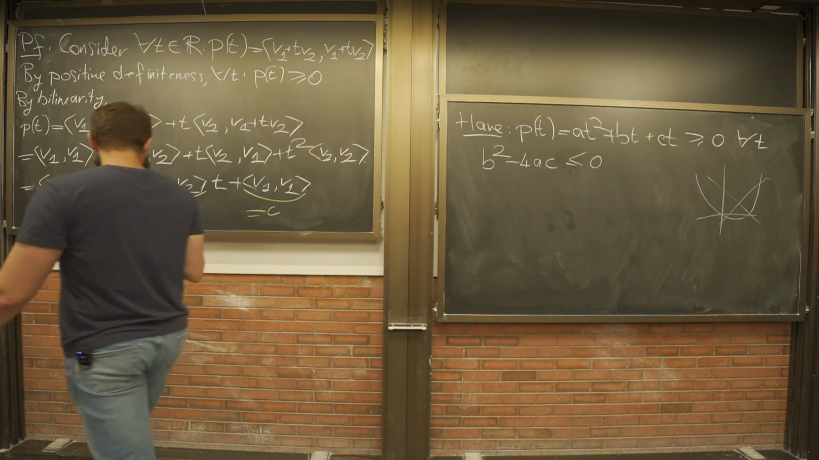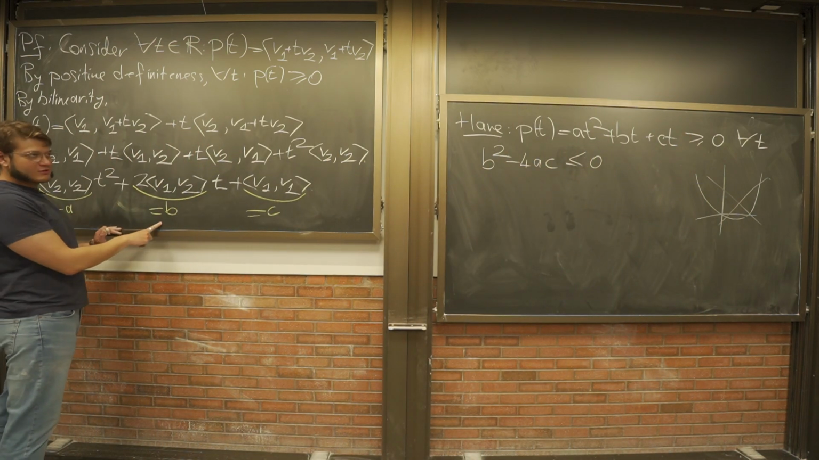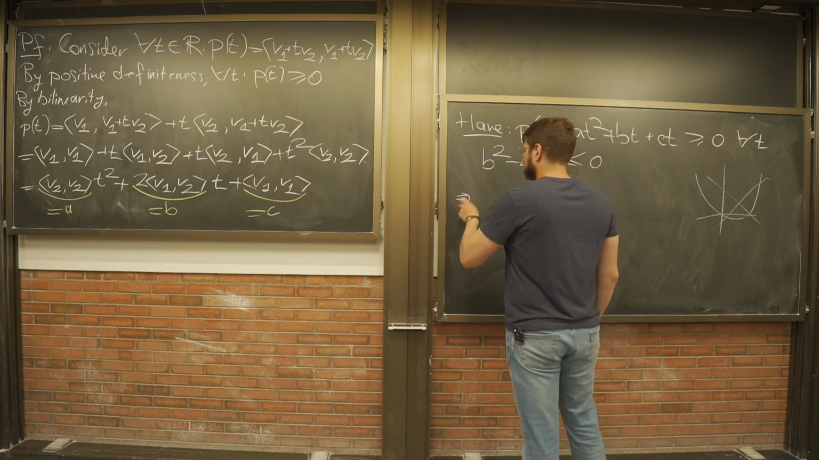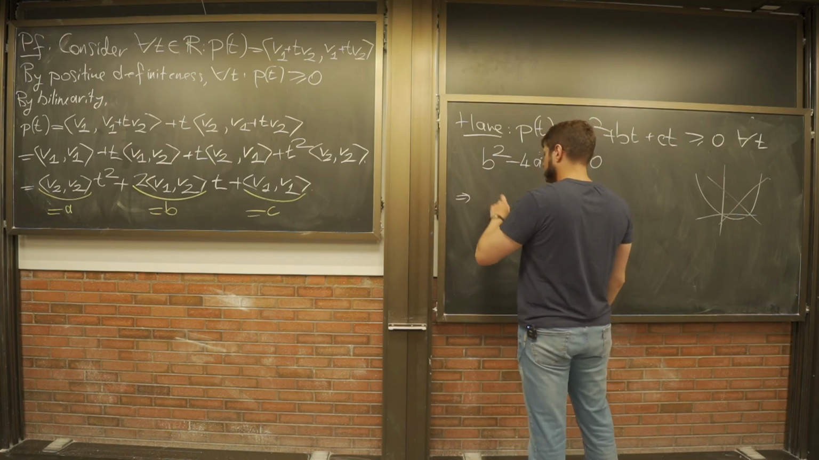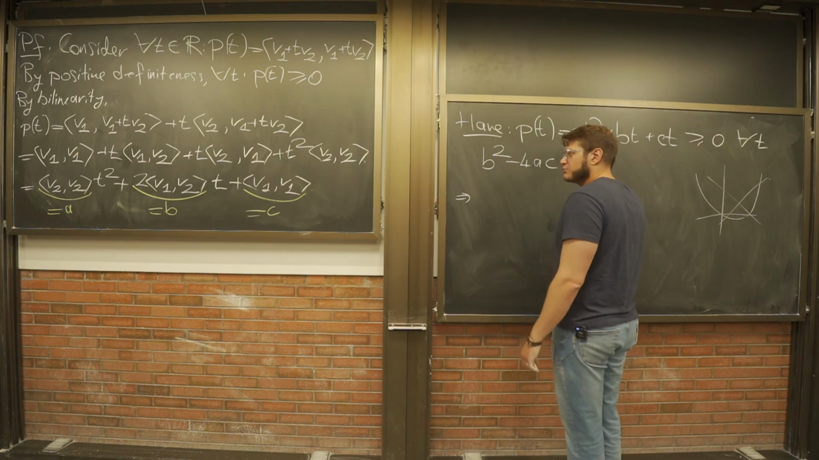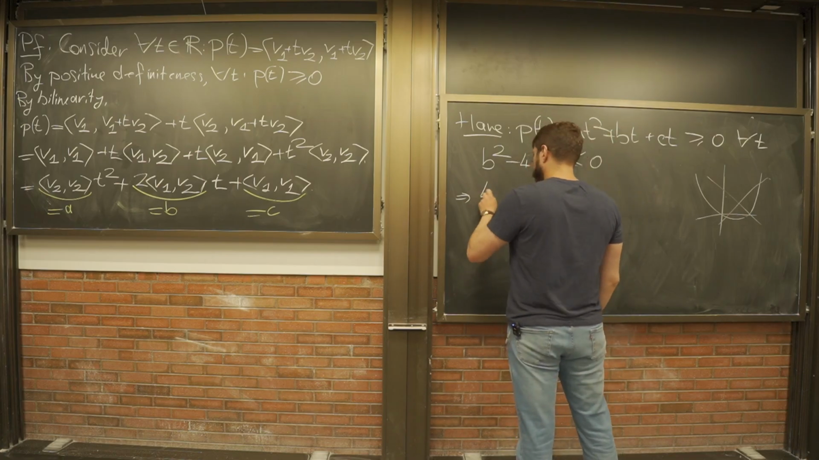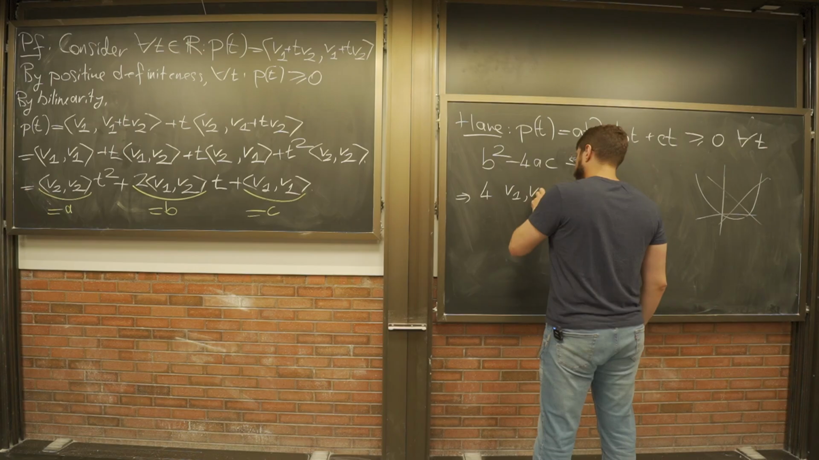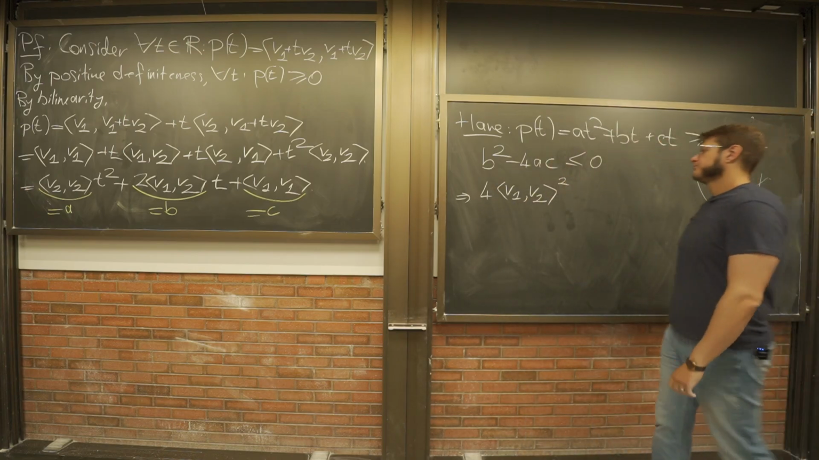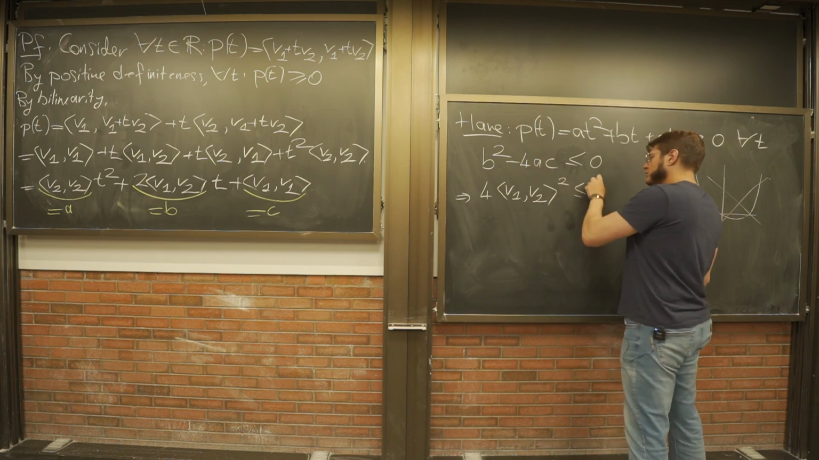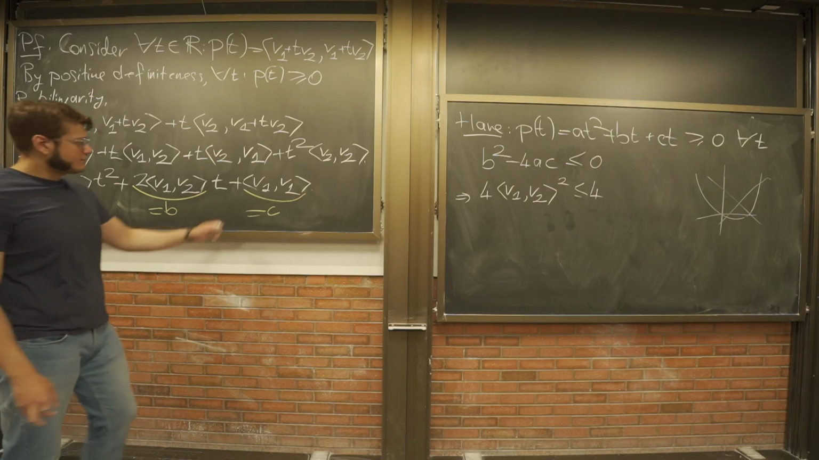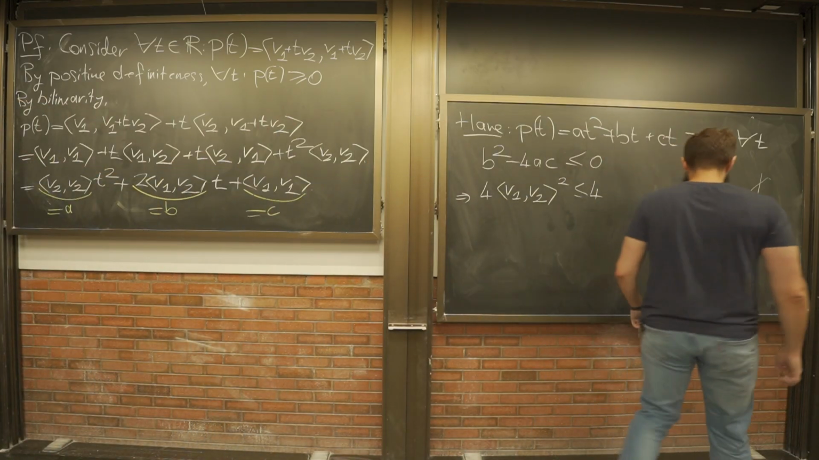And so the funny thing is that, of course, once you put everything back together, this is going to give you the Cauchy-Schwarz inequality. So b squared is, as you see, 4 times the v1, v2 inner product squared. And on this other side, I have 4 times a, which was v2 against itself, and c, which was v1 against itself.